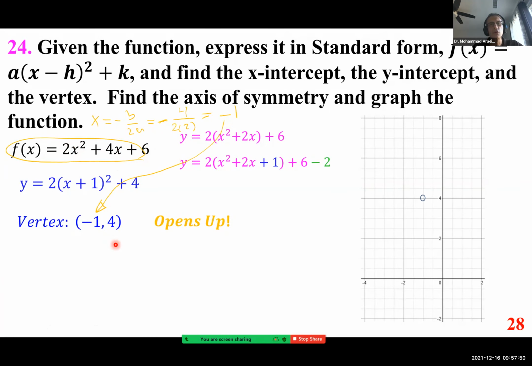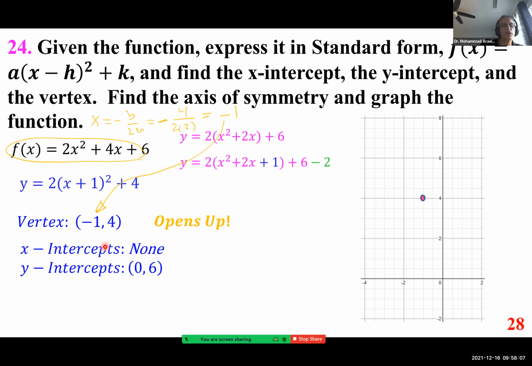Now, let's plug in the vertex. Going back to this, we need the intercepts. X is 0, that means 0, 6, and Y is 0. There is no x-intercept. Why is that the case? If you set this equal to 0 and you calculate the b squared minus 4ac, it becomes negative. So there is no x-intercept.